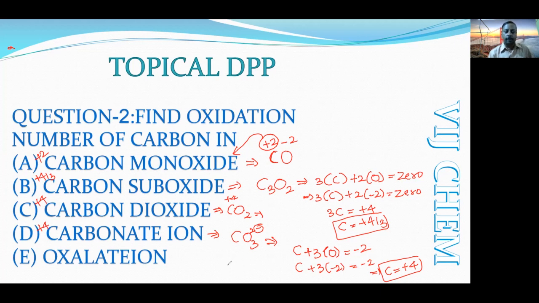Okay, next oxalate ion. Before that you should know what the oxalate ion is. Oxalate ion is C2O4 2 negative. So here 2 into carbon plus 4 into oxygen is equal to -2. So oxygen will be -8, which goes to that side as +8. So +6 by 2, that means you will get +3. So in the oxalate ion it will be +3. I think it is clear to all of you.